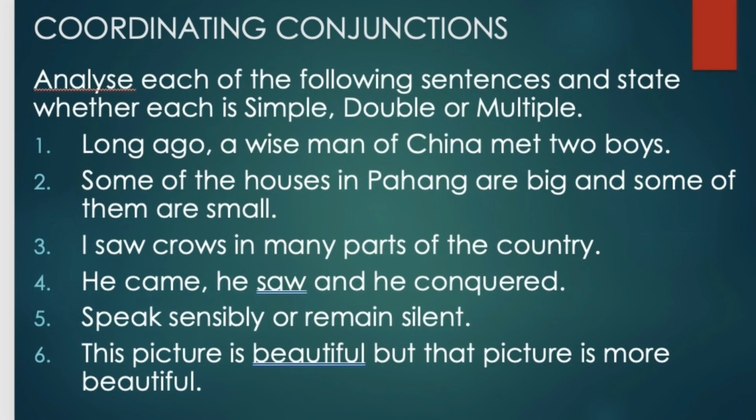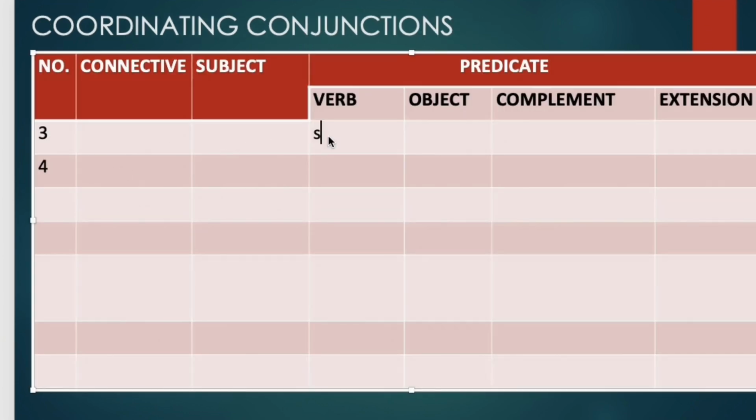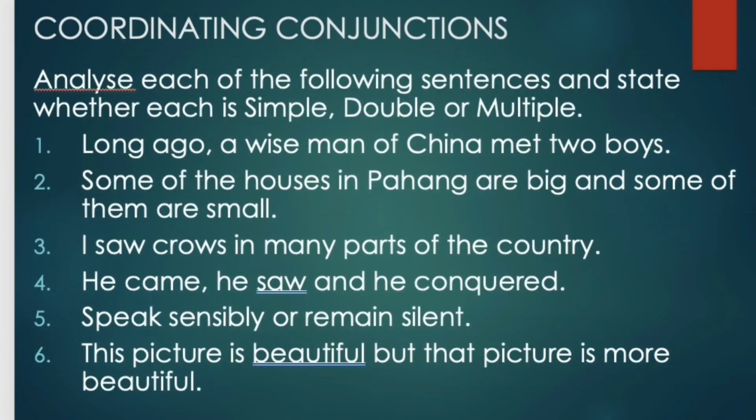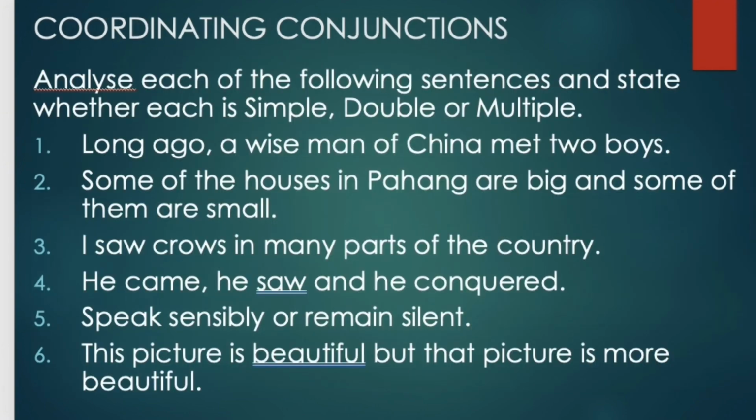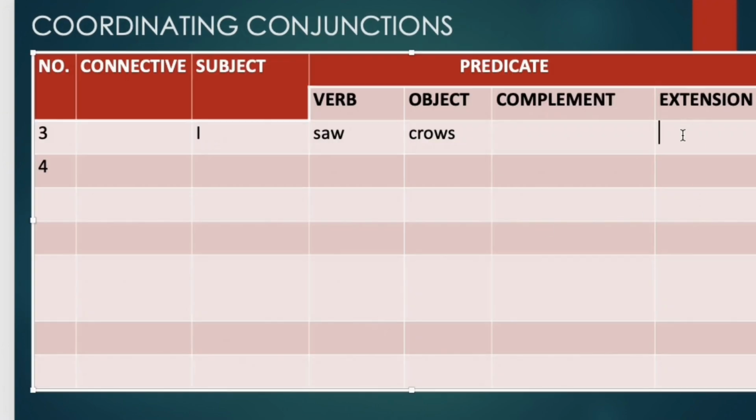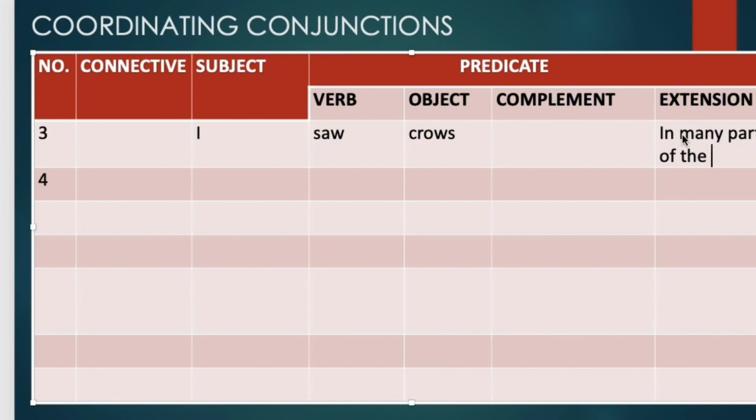Sentence 3. I saw crows in many parts of the country. Verb, saw. Subject, I. Is there any object? Yes. I saw what? Answer, crows. So crows is placed under the object column. I saw crows where? In many parts of the country. There is an adverb phrase of place showing where. So this is a simple sentence as it contains only one verb, saw.